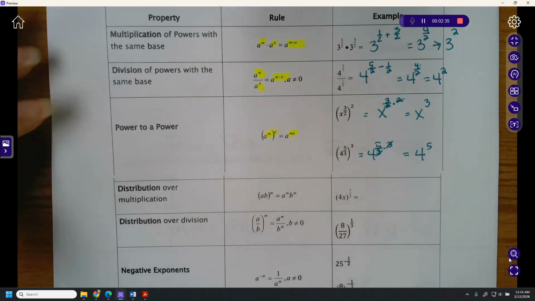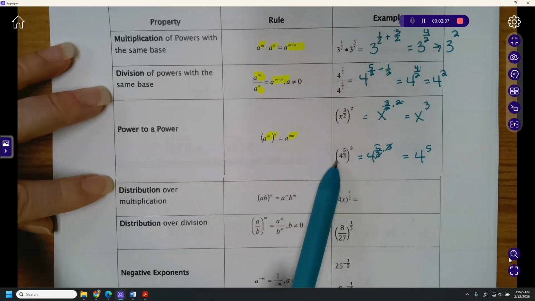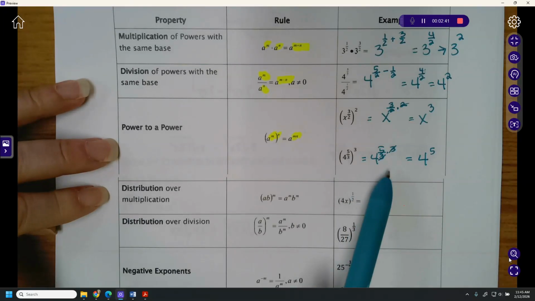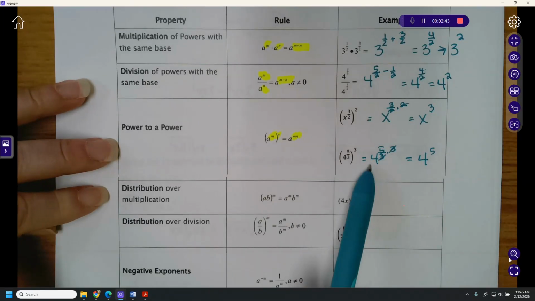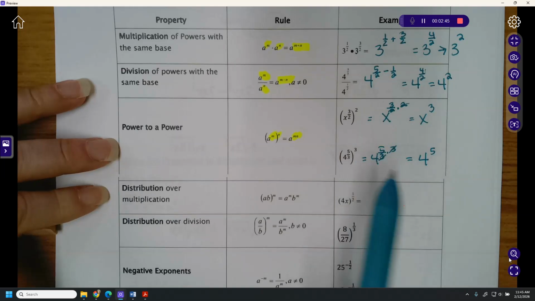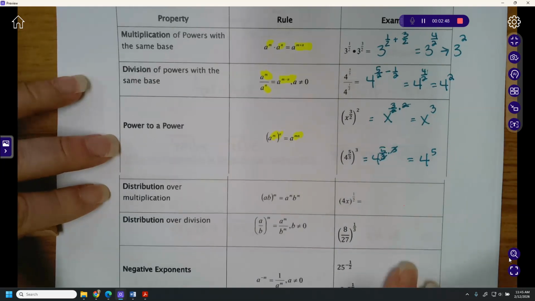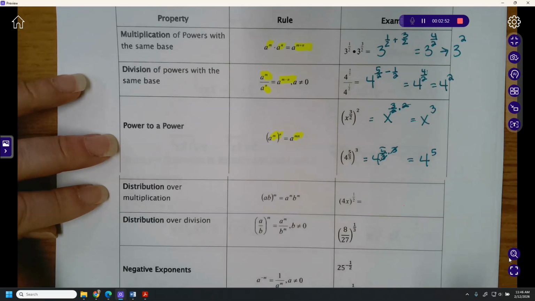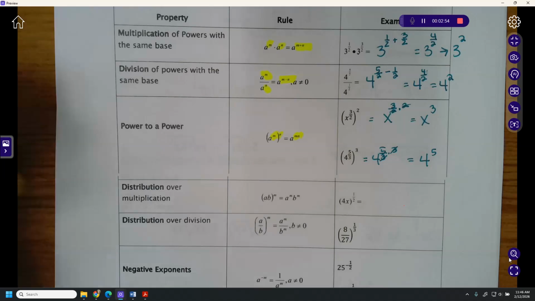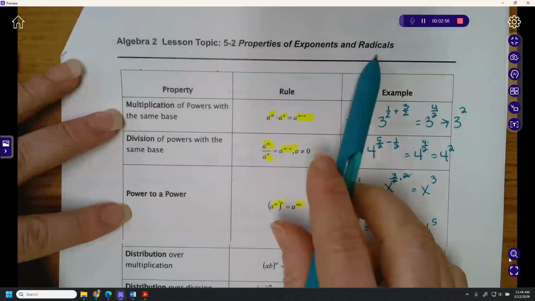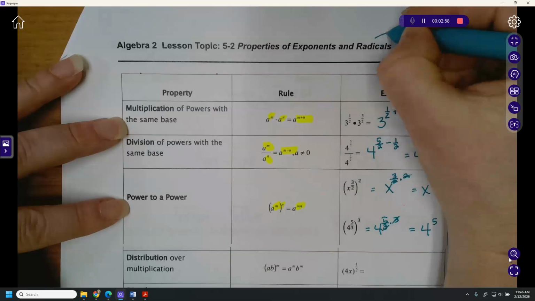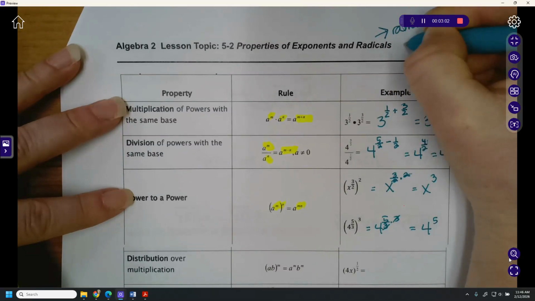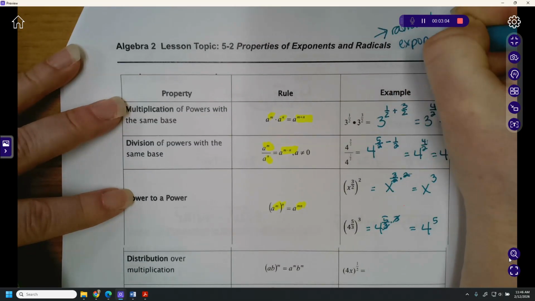And importantly, what we need to understand is if you have a radical raised to the exponent, I would change them both to exponents. We'll do an example in a minute. And then I would do that from there. So these rules apply if you're doing radicals or exponents, because a radical is just a rational exponent. That's kind of the main takeaway of this.